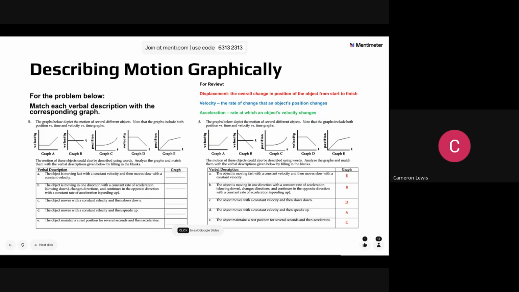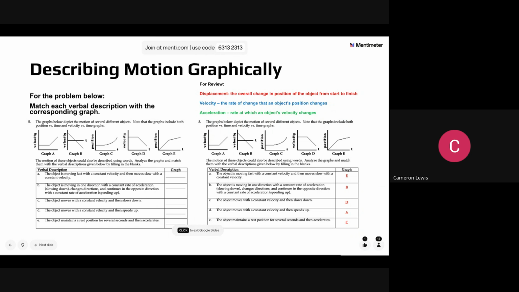So now let's look at C, right? Moves with a constant velocity, then slows down. Constant velocity, then slows down. Slows down means what? You see what? Some type of change in velocity, a decrease, which leads to acceleration. So I need to see a change in my line, right? So that first part, which we see with D, right? It's constant velocity, horizontal. It's not changing. Then all of a sudden, my velocity starts changing. And then how does it change? It's getting more negative because I'm slowing down. So that's where we start to see that change in velocity.